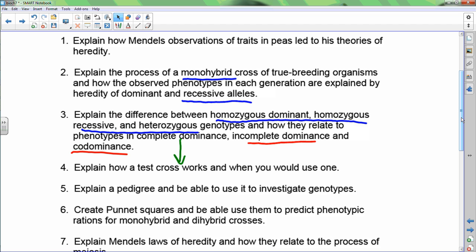So, Katie, you were not wrong in the fact that a Punnett square would come in handy there in order to figure out what the different outcomes could be. But we actually have to do the breeding thing to do the test cross. Okay, so we use the test cross when we have an organism where we don't know its genotype.